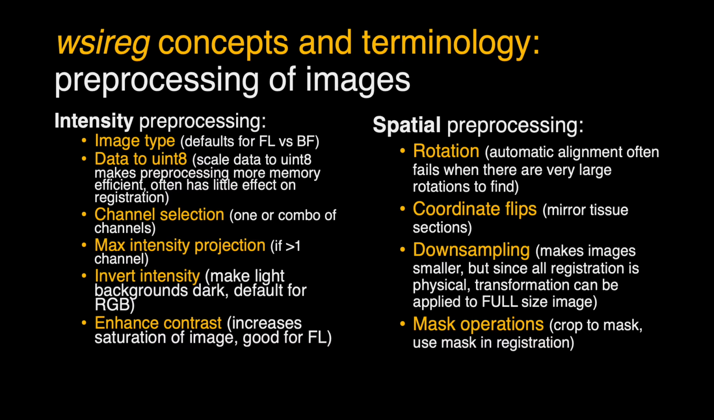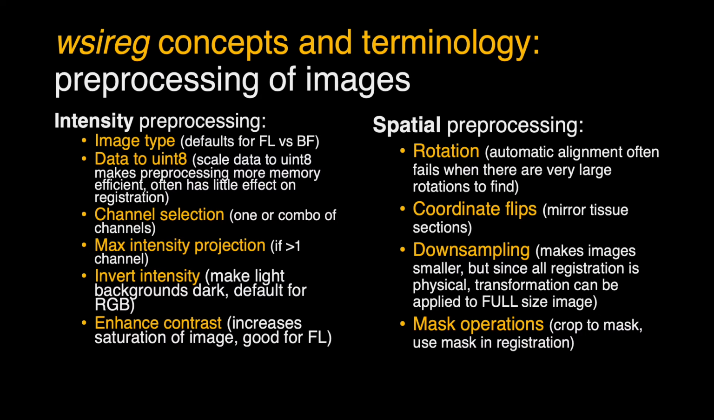Also inverting intensity, so this is default for instance for transmitted light or bright field images. We want to make everything have the same dark background, just to standardize the process a little bit. We can also enhance contrast, so increase the saturation of the image, and this is really important for fluorescence imaging.